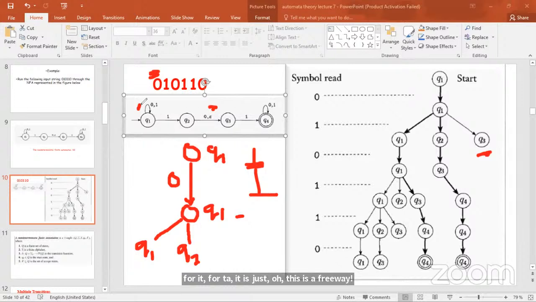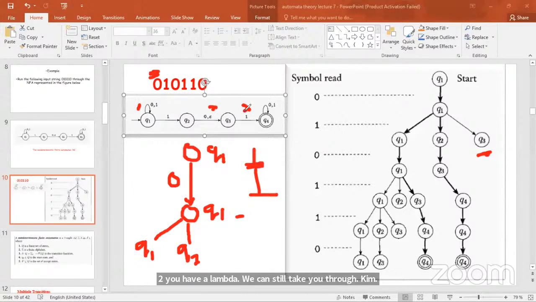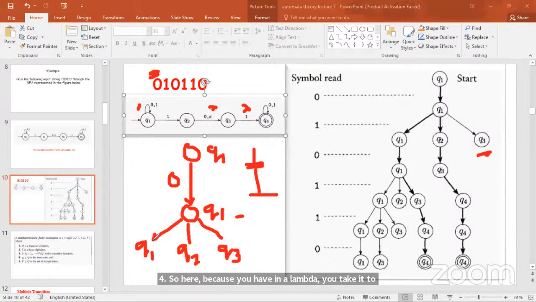It can still continue to go. Because you have read a 1 and it has taken you to Q2, and on Q2, you have a lambda, which can still take you to Q3. Now, let's assume that here again, you have a lambda. That means you still have to break it up into Q4. So here, because you have a lambda, you take it to where? Q3. So that's why I explained the other time. I just make a mental note of that.